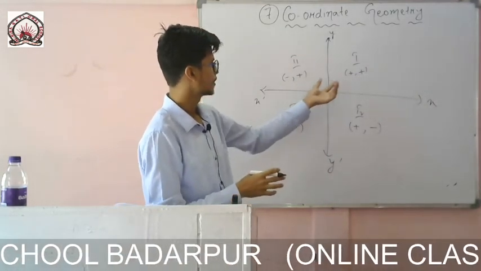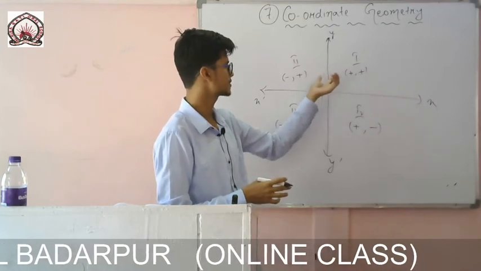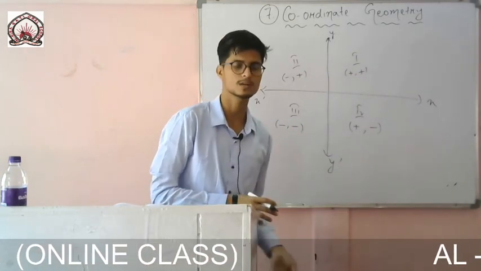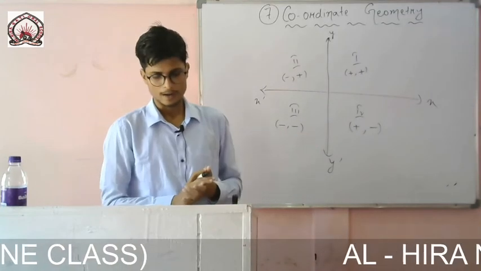Okay, in the first quadrant both the signs are positive. Here one is negative, one is positive. Here both the signs are negative. This one, the first one is positive and the second one is negative.